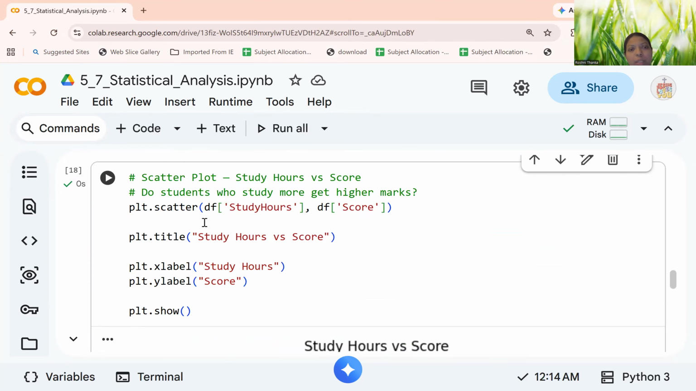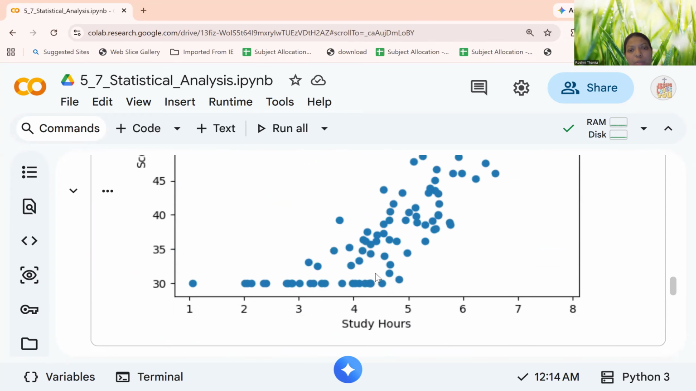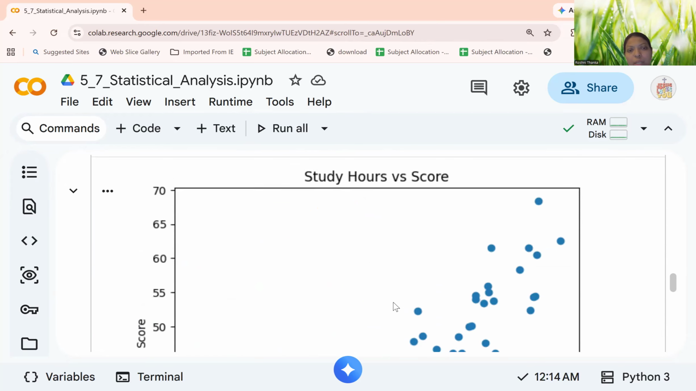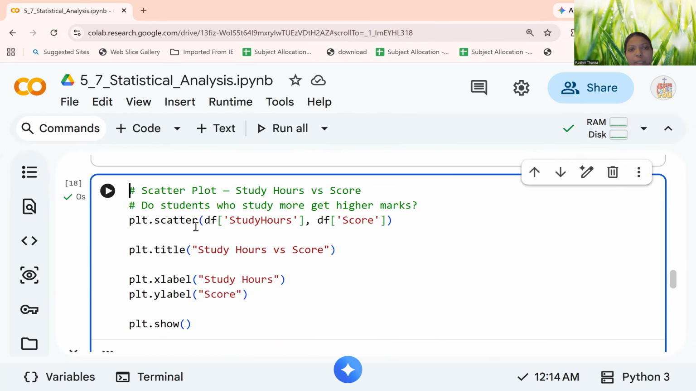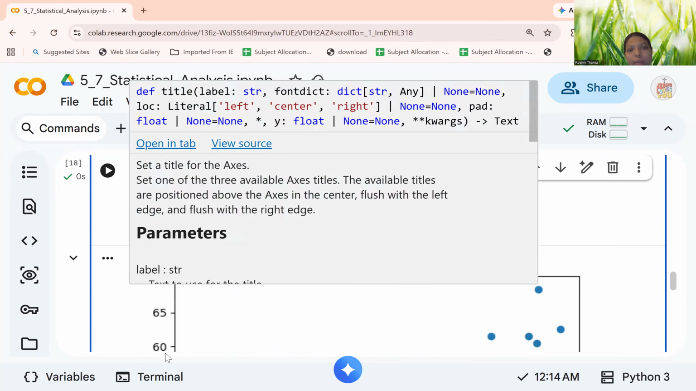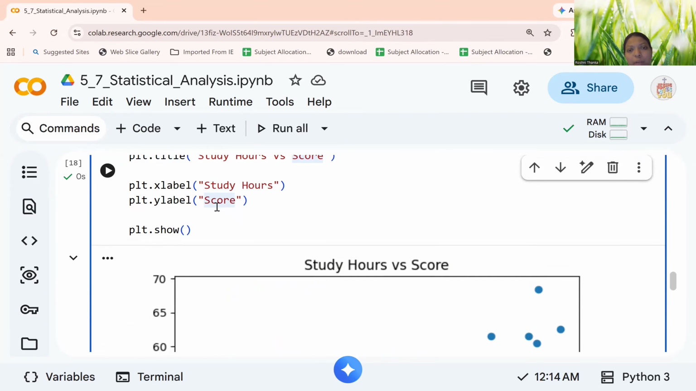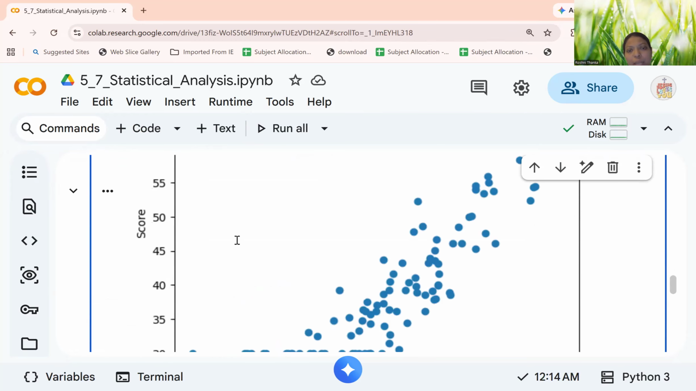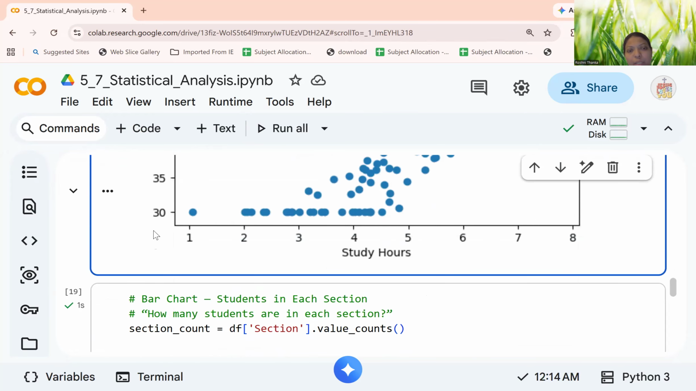And next one is scatter plot. So this is the scatter plot. So we can understand that as the study hours increase, the score also increases. That is what the scatter plot shows. For that, plt.scatter, with the values we want to compare between two attributes, so study hours and the score. And the title for that diagram we have given as study hours versus score, and that is coming here. The x-axis we gave study hours and the y-axis is score.